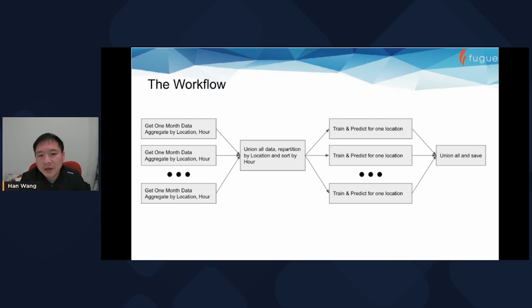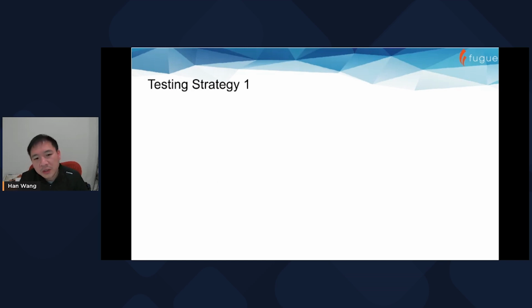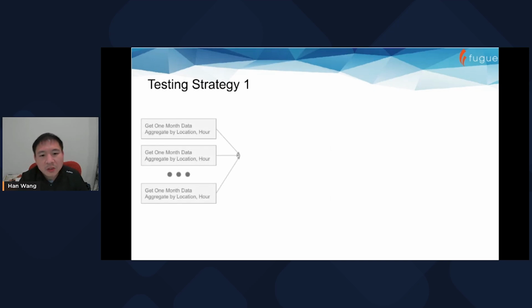So now the question is, given this workflow, how do you test it? Here is the first testing strategy, which is also what I commonly see from data practitioners. Because the first step is fairly easy, they just write everything at one time and run at full scale on the full data range. After that, they do an ad hoc spot check and see if there is any problem. If there is a problem, they will go back, change the code, and run at full scale again until there is no problem.